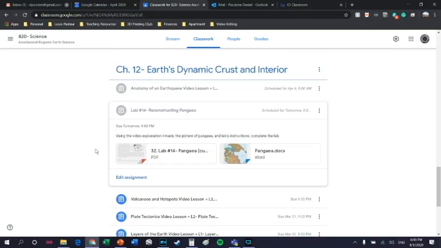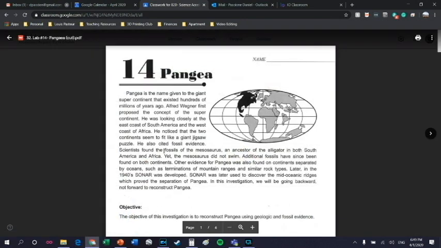All right, I'm just going to be going over how to do Lab 14 because that's your assignment for today. You're not going to have a lesson. So Lab 14 is all about reconstructing Pangaea. So the first thing I do is going to print this off.